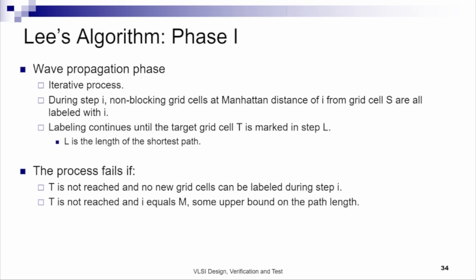Right? However, there is another case in which Lee's algorithm can fail. If we bound the number of steps through which the iteration can progress to at most m. So T is not reached and equals m. So we cannot do a breadth first search beyond iteration m, then that is some upper bound, and if we do not find a target T, then the process fails. However, if I do not have such an upper bound and there is at least one available path to the target, Lee's algorithm will always find it, because it's an exhaustive search through wave propagation using breadth first search.